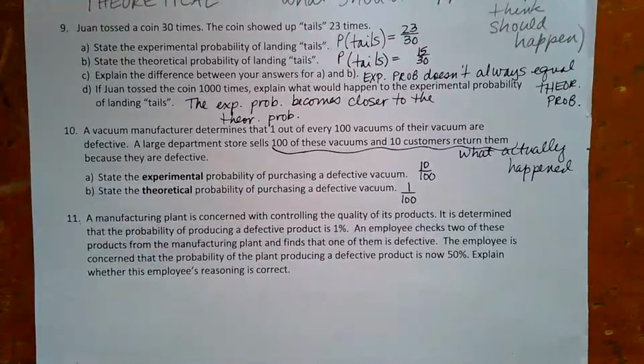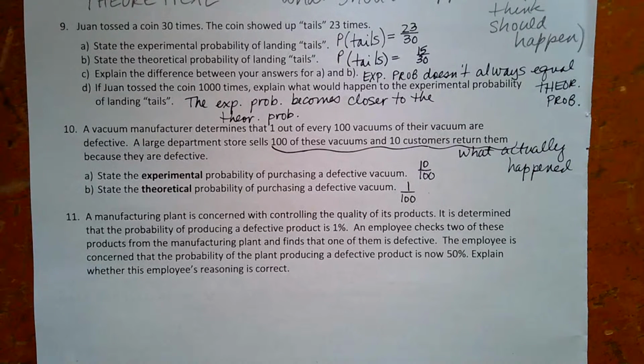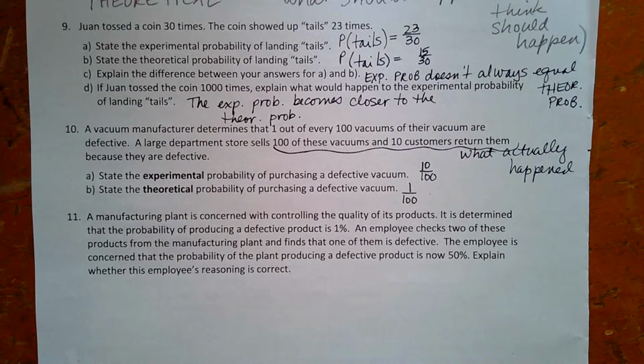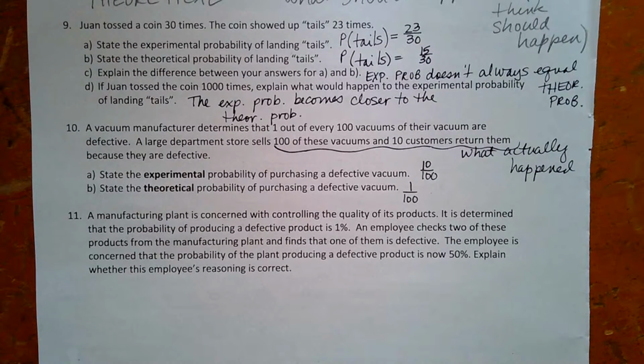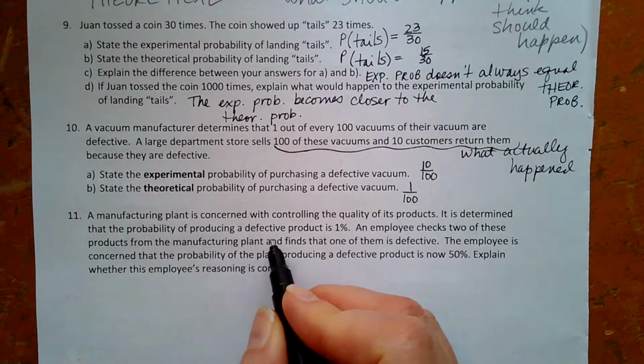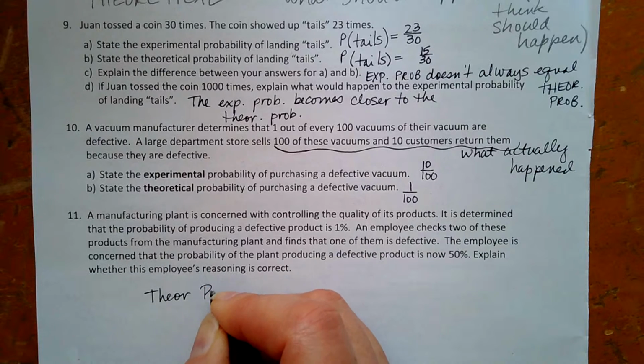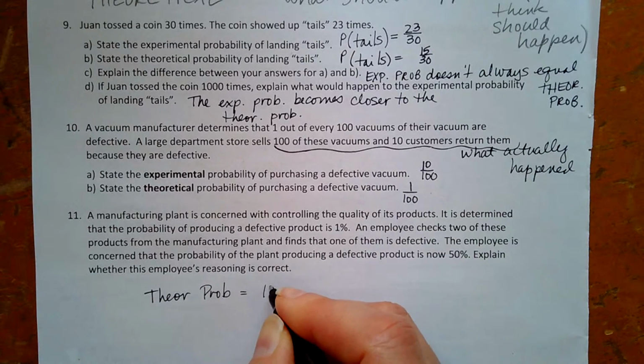And finally, number 11. A manufacturing plant is concerned with controlling the quality of its products. It is determined that the probability of producing a defective product is 1%. An employee checks 2 of these products from the manufacturing plant and finds that 1 of them is defective. The employee is concerned that the probability of the plant producing a defective product is now 50%. Explain the reasoning. Okay. So it is determined that the probability is 1%. That's the theoretical probability, right? Theoretical probability equals 1%.